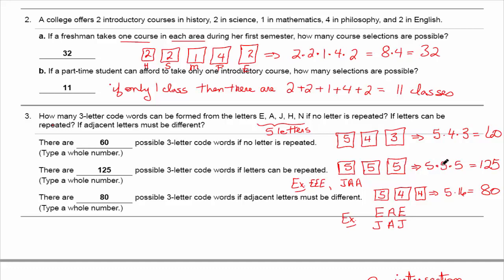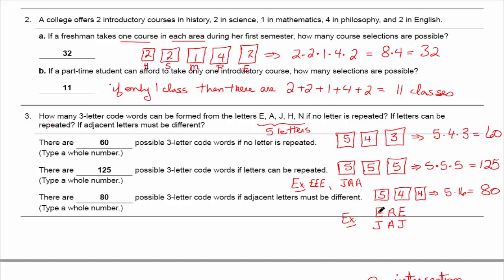And so I have 5 times 5 times 5, and I get 125. Now the last one is a little bit different. Again, 3-letter codes, but adjacent letters must be different. So I can have repeats, they just cannot be next to each other.